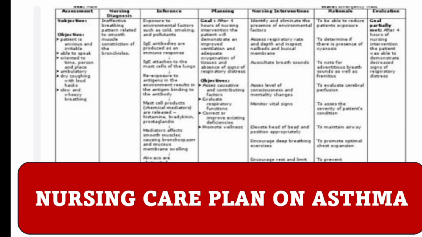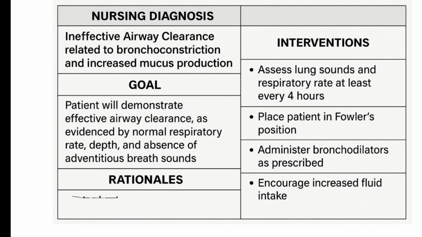So today's video is going to be about the nursing care plan on asthma. For the first nursing diagnosis, for a patient suffering from asthma, we can write ineffective airway clearance related to bronchoconstriction or bronchospasm and increased mucus production, as evidenced by presence of productive cough or sputum, or presence of any adventitious lung sound.